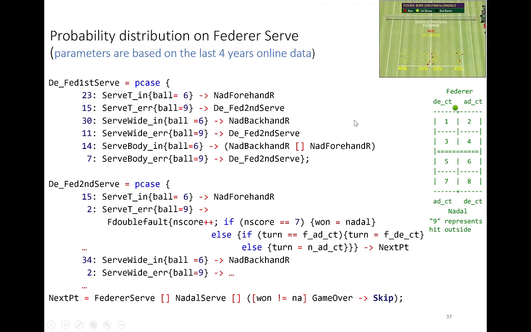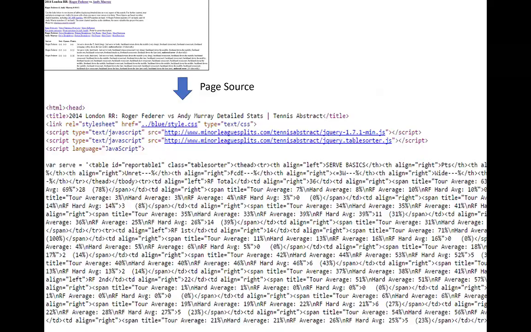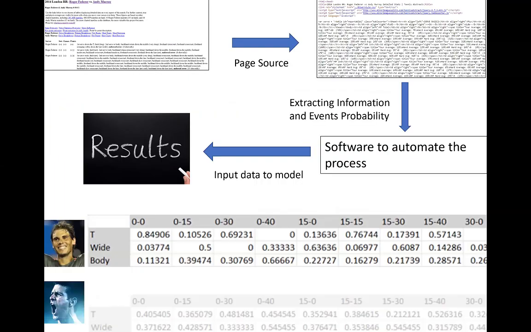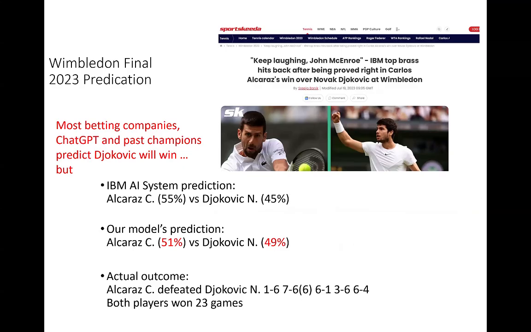We have many different kinds of models, and with that you can do a lot of different kinds of analysis. Another thing you can do is precise predictions. So here are the results for Wimbledon 2023.